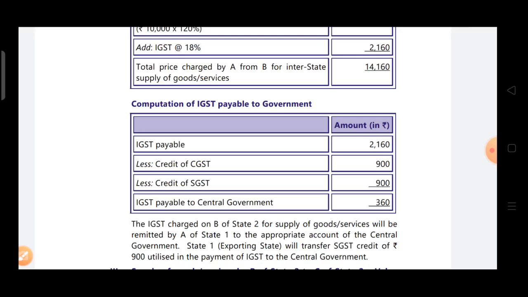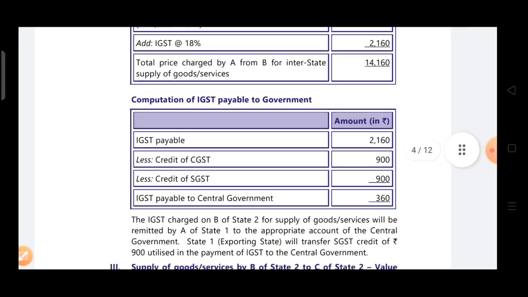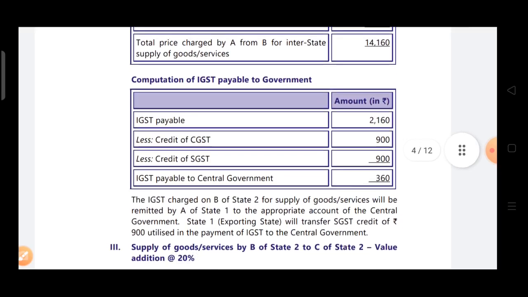So less credit of SGST 900. So entire credit is exhausted. So net amount that is payable to the government, net IGST payable to the central government, is 360. So Mr. B is supposed to pay 360 to the government.